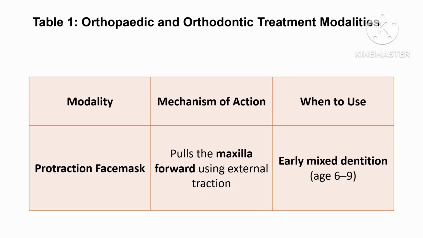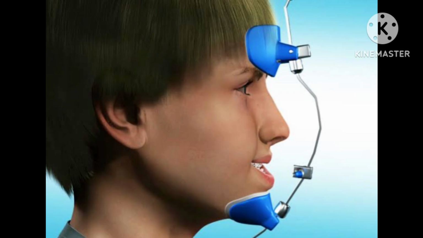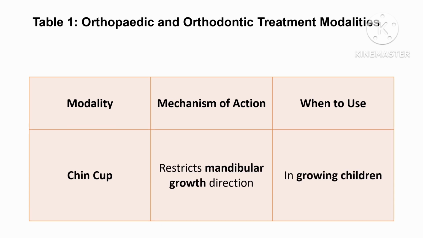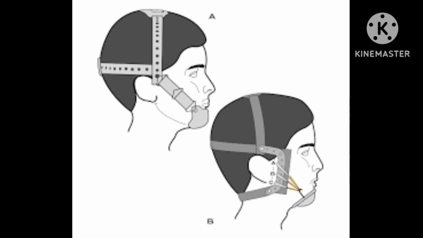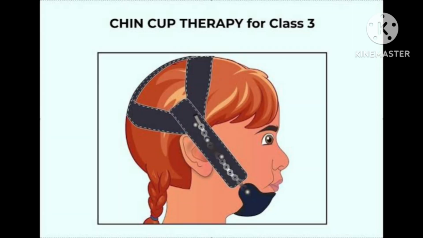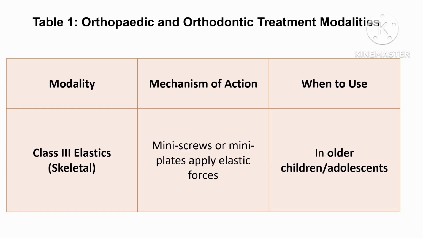It is especially effective when started during the early mixed dentition phase, typically between 6 to 9 years of age, when the sutures are still responsive to orthopedic forces. The chin cup applies upward or backward pressure on the mandible, thereby restricting its forward growth. This appliance is best suited for growing children, and it is often used when mandibular prognathism is a concern.